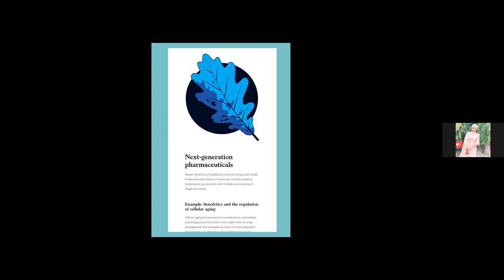The Protax are two-headed small molecules connected by a linker. They have the potential to produce long-lasting biological effects. Another example is the senolytics and regulation of cellular aging. Cellular aging is considered to be an unavoidable physiological process, but senolytics is a class of small molecules which may decrease or eliminate the aging cells that can cause cellular inflammation, dysfunction, and tissue damage.